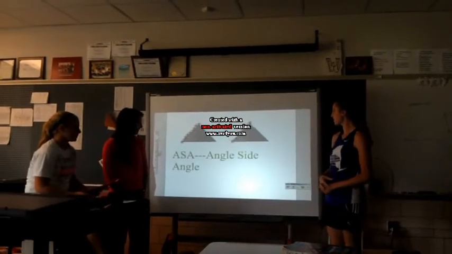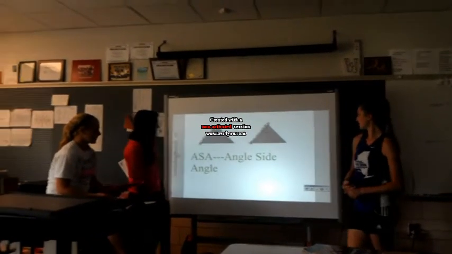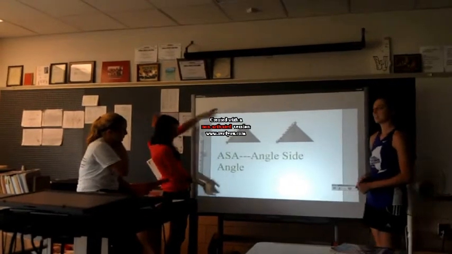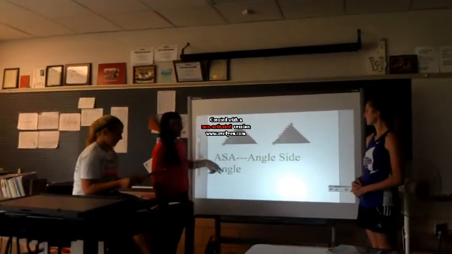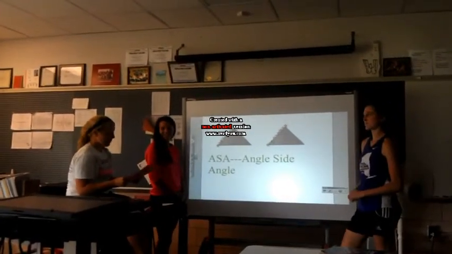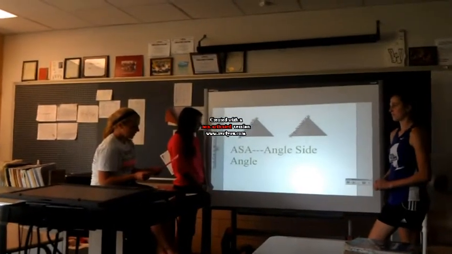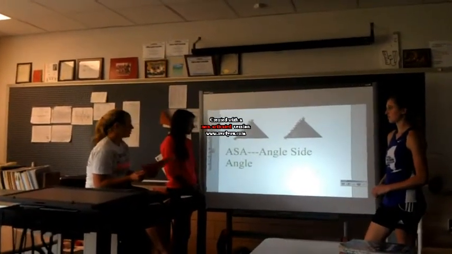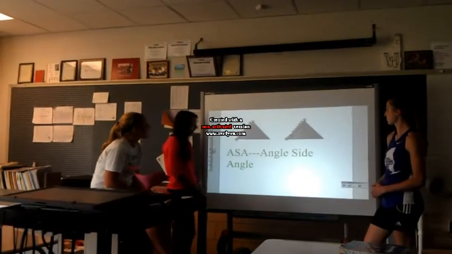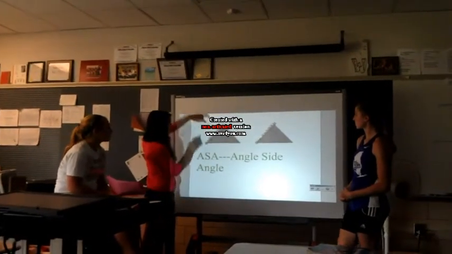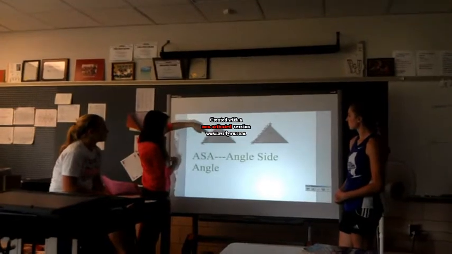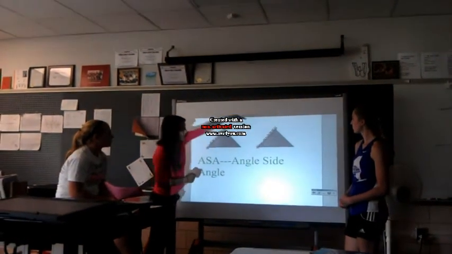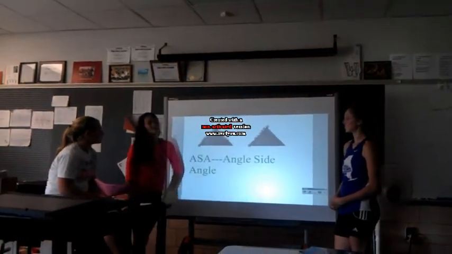So, will one of my lovely assistants take over? Alright, so this first theorem is angle, side, angle, which means... This can be described as two angles and the included side of one triangle are congruent to the corresponding parts of another triangle. The triangles are congruent. So basically what that means is that when you have two angles and the side in between them, and two triangles with the same thing, those triangles must be congruent.